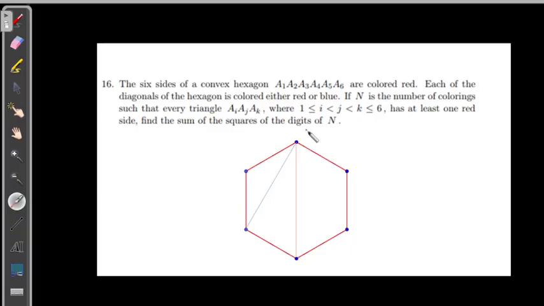Pause and try it for 2 to 3 minutes and then move to the solution. I hope you have given it a fair try. So let me move to the solution.